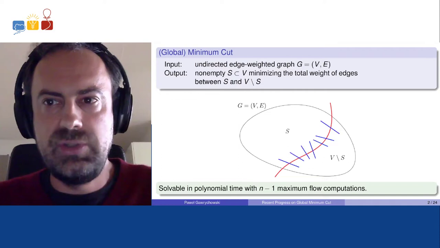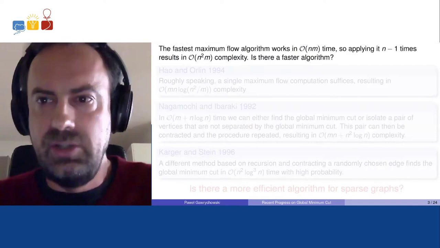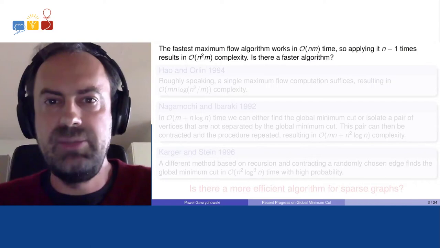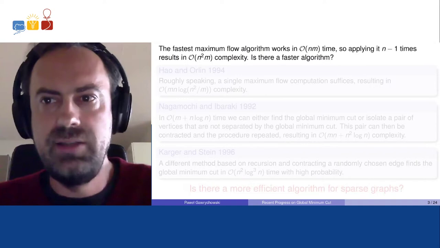Okay, but what's the complexity of such an approach? The fastest maximum flow algorithm that we have works in N times M time. Okay, so that's quite high. You run it N times and you will have N squared times M. So is there something faster? It's a very basic problem. So people looked at it a long time ago and they tried to come up with something more efficient.